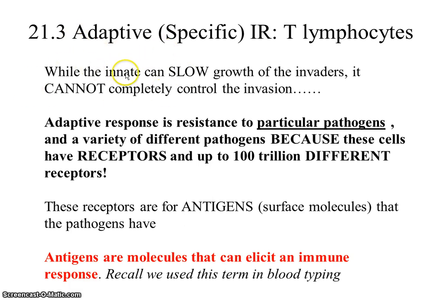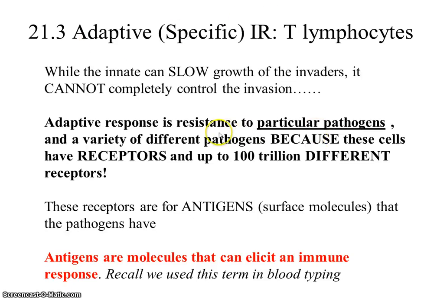So I say, well, innate can slow the growth of invaders. It cannot completely control the invasion because it doesn't really know what the problem specifically was. It can recognize patterns, as we talked about previously on bacteria, but it really, again, isn't sure what the actual cell and the clones that come from those cells are that we need to respond to.